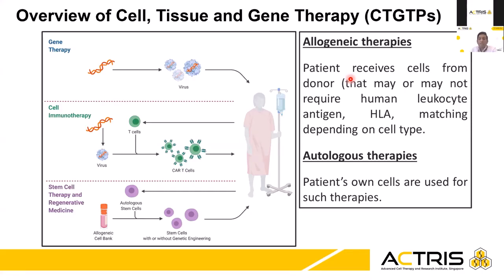allogeneic setting. Then for autologous therapies, which are primarily our immune cell therapy products, you use patients' own cells to develop and make the therapeutic products that are given to the patients.